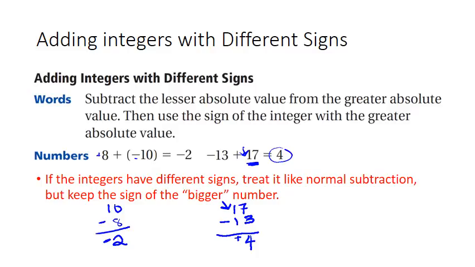Okay, so we're going to work through some more examples if you didn't quite get that, so don't worry yet. But we're generally going to be working with subtraction when we're adding integers of different signs.